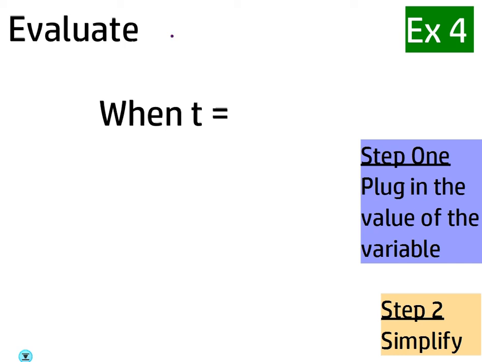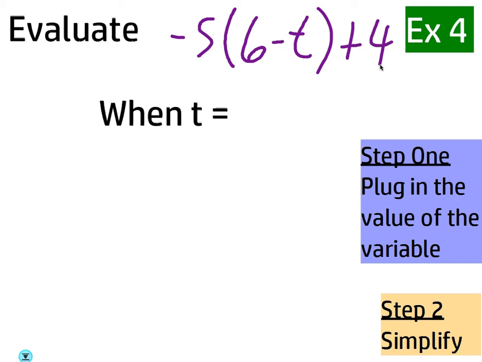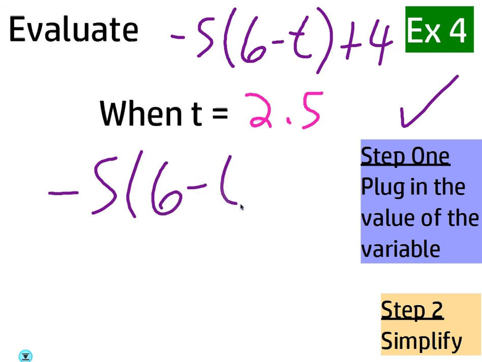All right, let's do something a little bit more involved here. Evaluate -5 times 6 minus t plus 4. And we're going to make t a decimal, 2.5 seconds, for example. Now, this is still a linear expression. It doesn't have an exponent of 2 or anything. It's not in the denominator. So first we're going to plug it in for the variable. In this case, we're plugging in 2.5 for t.